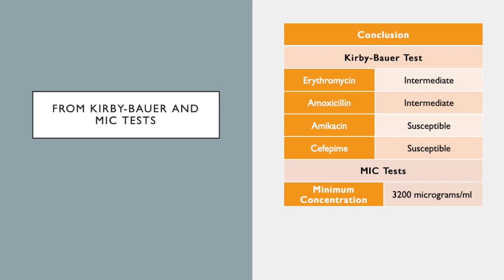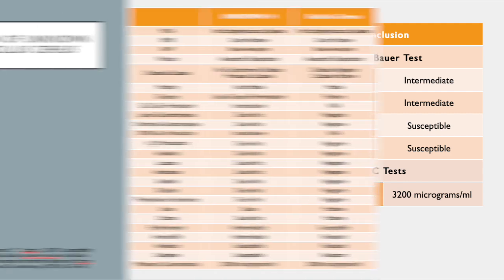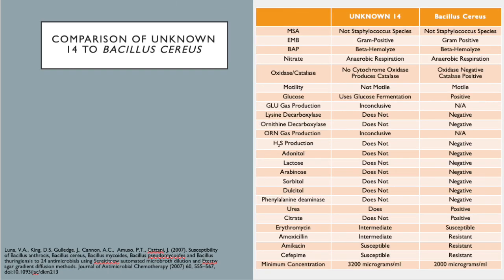When looking at our Kirby-Bauer test, both erythromycin and amoxicillin were considered intermediate, which means that the resistance could be based on the dosage of the drug, whereas our last two were susceptible to the antibiotic, which means that it couldn't grow if the drug is present at all. Our minimum inhibitory concentration was 3,200 micrograms per milliliter, the lowest concentration of the antibiotic that prevented visible growth of the Bacillus cereus.